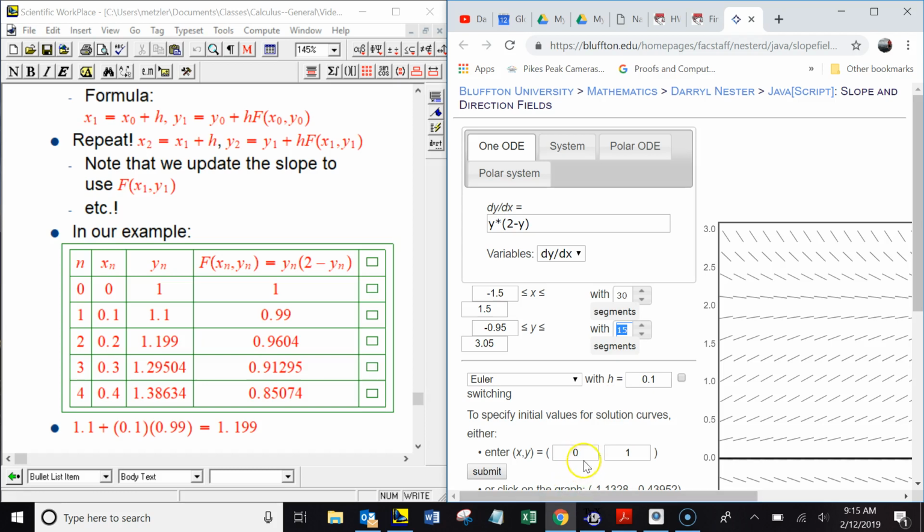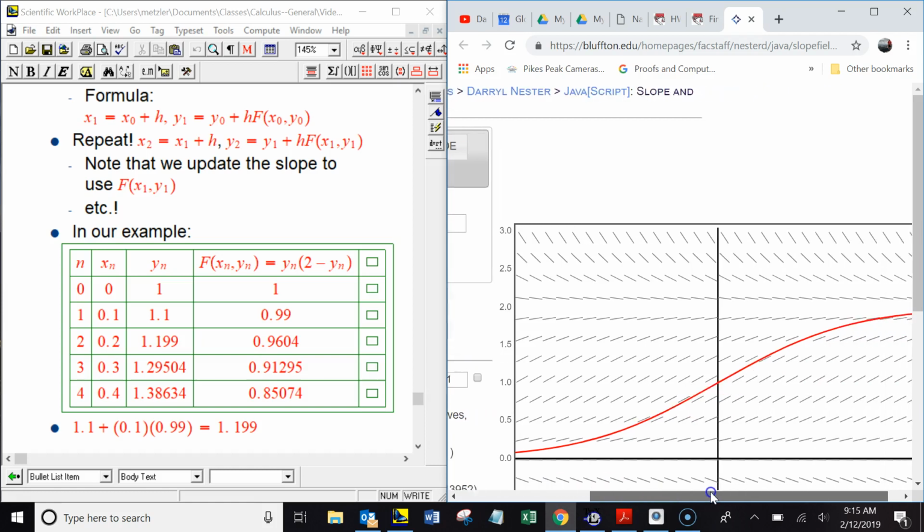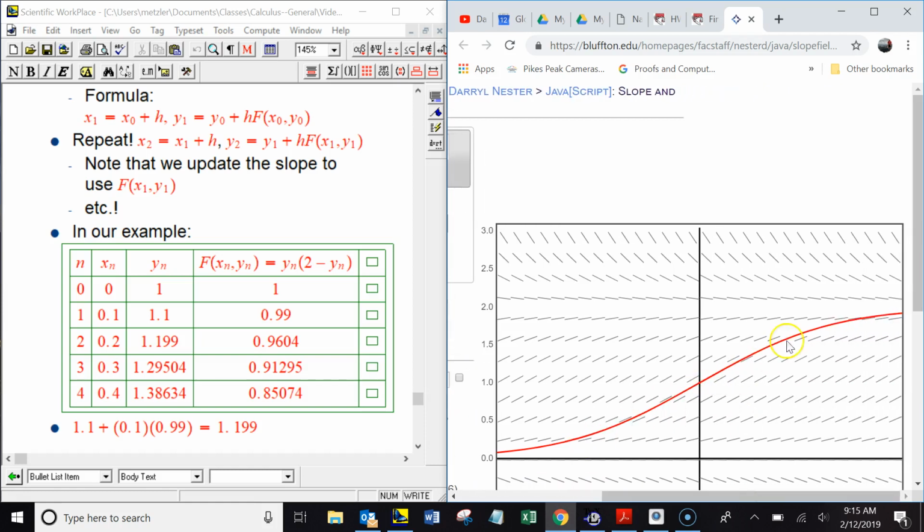What you can do here is plug in the initial condition and submit, and it will give you the graph. Now, that's actually pretty good. That's what a logistic curve is really supposed to look like. It's not particularly inaccurate, even though that step size wasn't super small. That's because this equation is relatively tame.